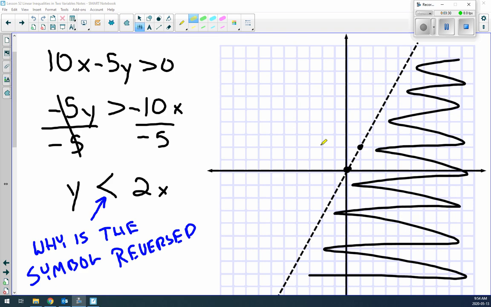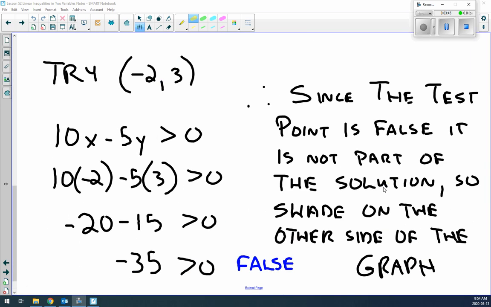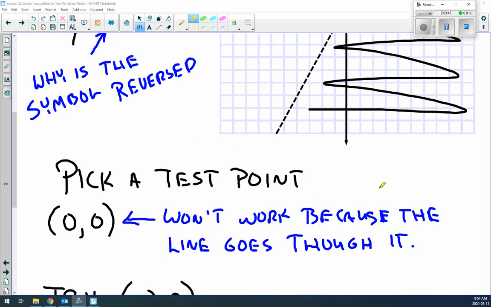Because this point up here was false, it wasn't part of the solution, so we shade on the other side. If you're unsure about that, pick another test point. Pick one over here, like 3, 0. If you plug that in, it's going to be positive. It's going to be true. It'll work. So again, rearrange your equation, graph the line, solid or dotted, and pick a test point.